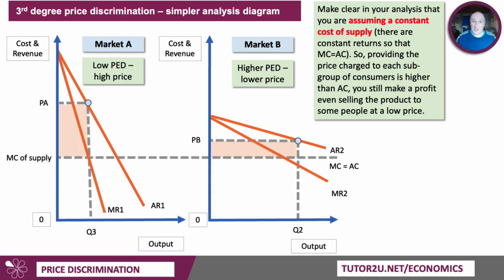Make clear in your analysis, by the way, you're assuming a constant cost of supply. So constant returns. None of this diminishing returns malarkey. So the cost of supply is the same. So any price above cost means you're making a profit. And the key point here, even in market B, you can still make a profit, even if you charge a low price, because the price is still above the cost of supply.